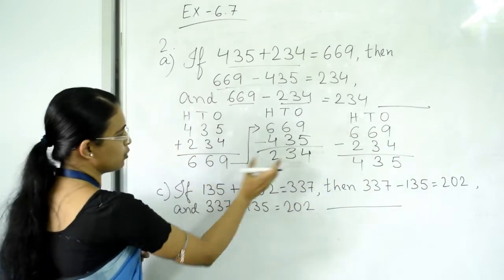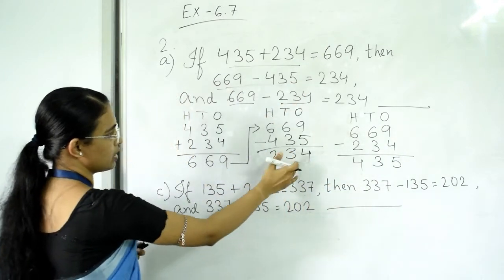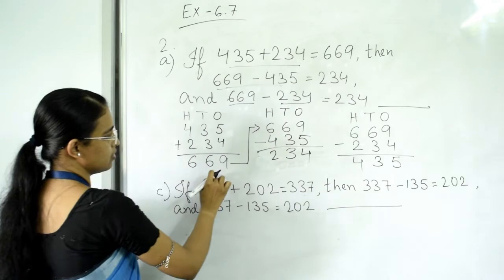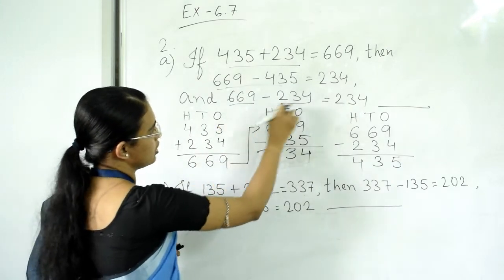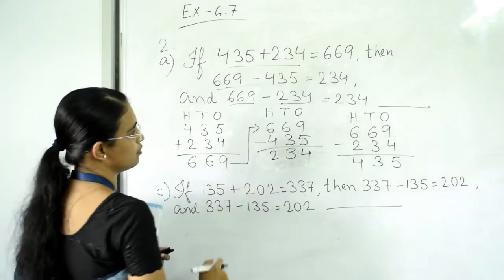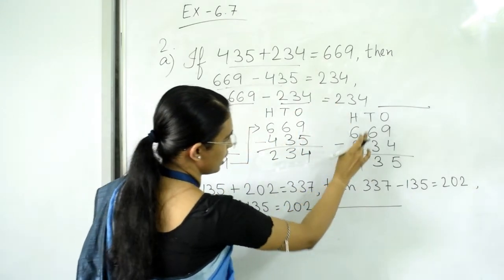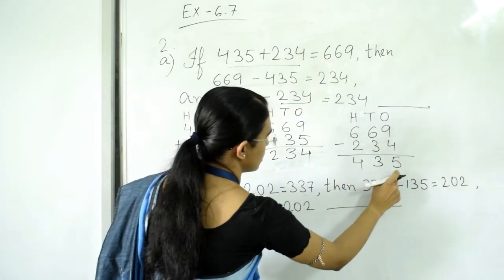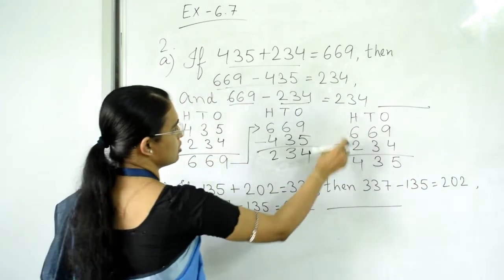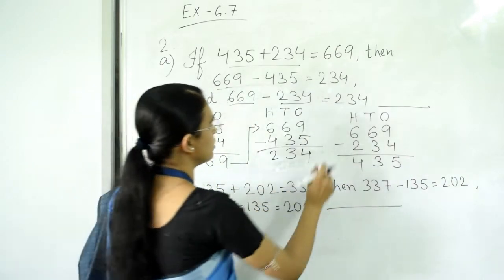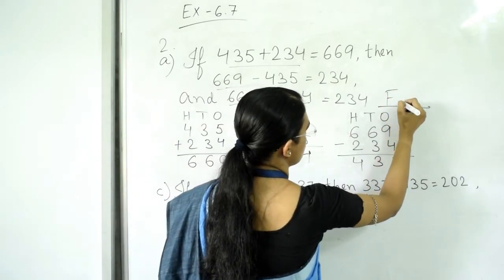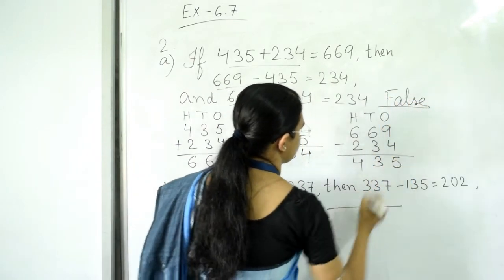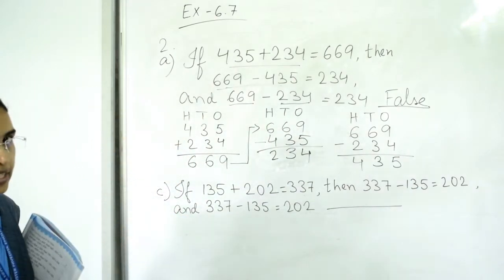Look here, up to this we found the answers are right, the answers match with each other, but in the last portion here the answer is 234, but when we subtract these numbers the answer is 435, so it's not matched, right? So that means this question is wrong. So here the answer is false. So in this way you have to find out.